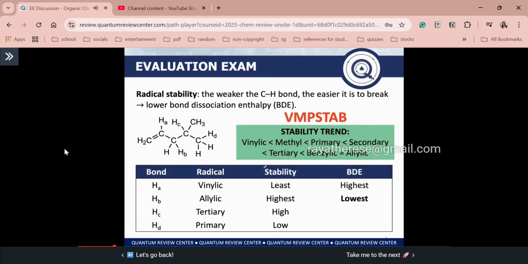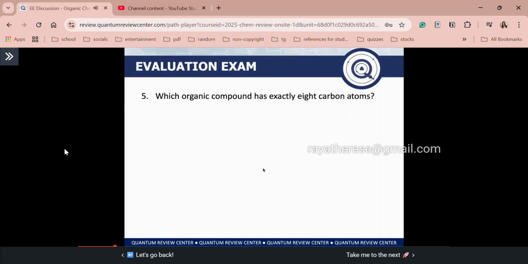Alright, so now proceed na tayo with our next item, number 5. Which organic compound has exactly 8 carbon atoms? Class, ang given here are the common names and of course yung IUPAC name nila. So dapat familiar na kayo in converting this one to their corresponding line angle structural formula. Okay? So for our 5th question, remember class, ang meron exactly 8 carbon atoms, easy question lang to ha.